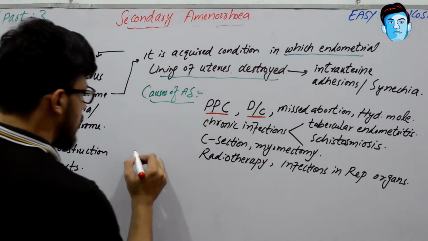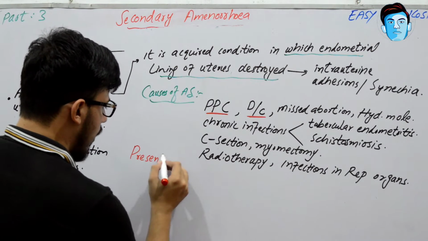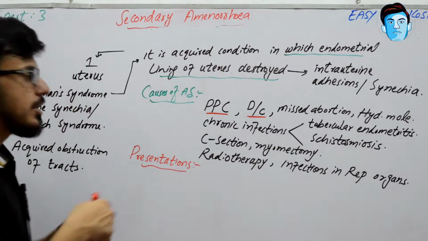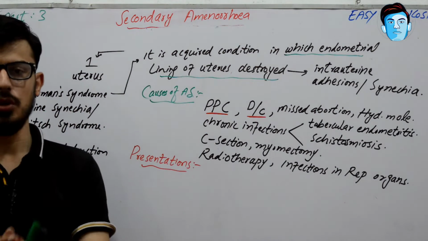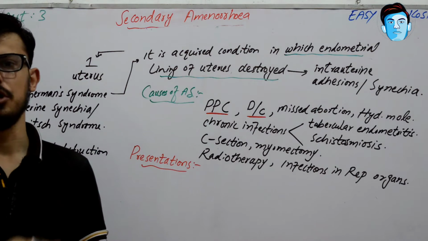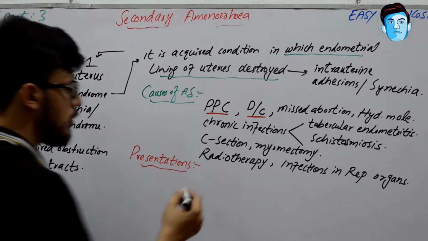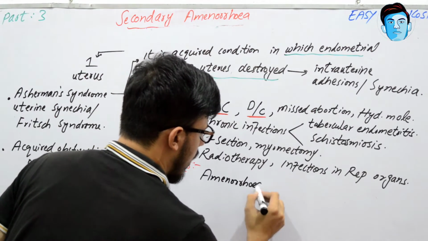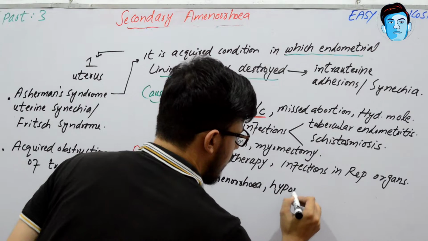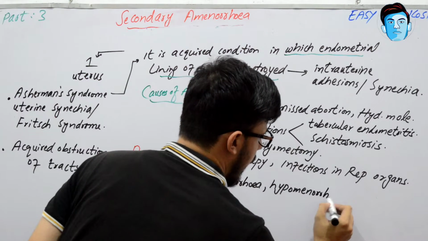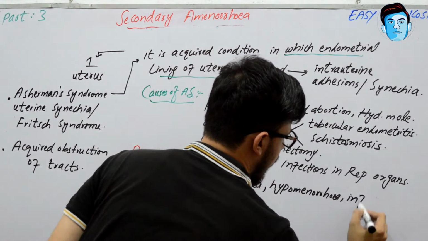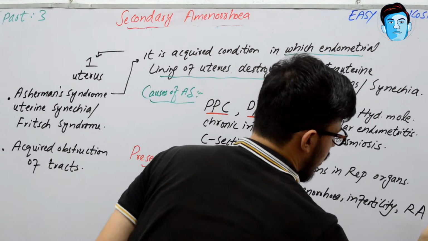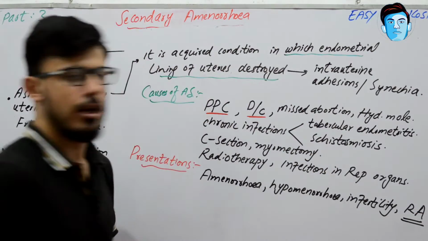So what are the presentations of patients of Asherman syndrome? In these patients the endometrial layer is usually destroyed. Because of the disruption of the endometrium, patients usually complain of amenorrhea, hypomenorrhea, and infertility and recurrent abortion. Usually the patient presents with recurrent abortion.